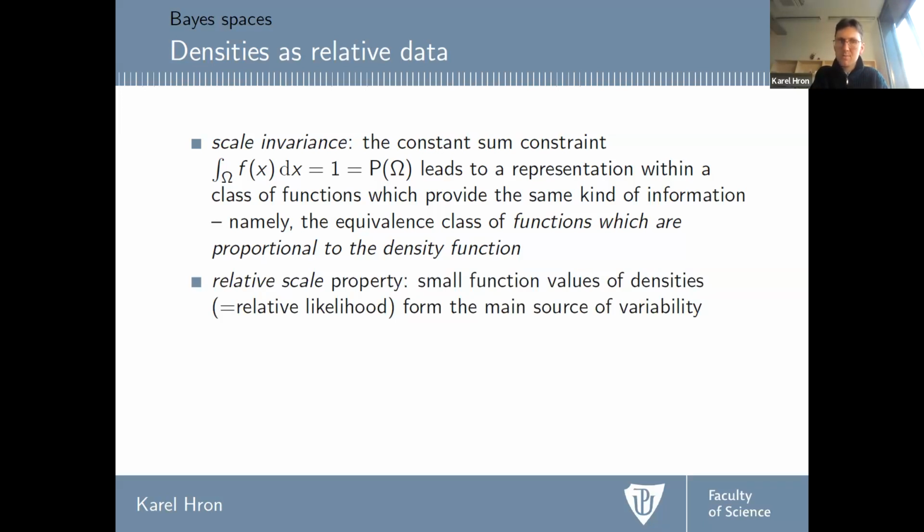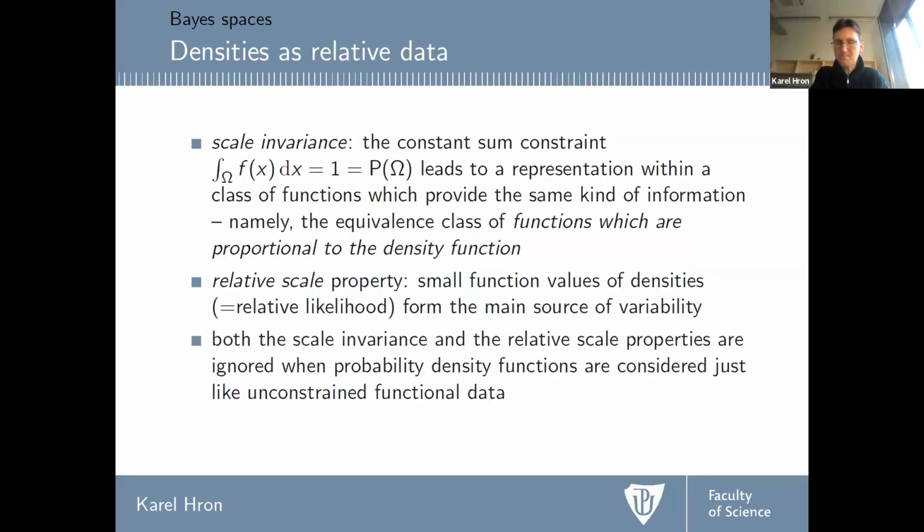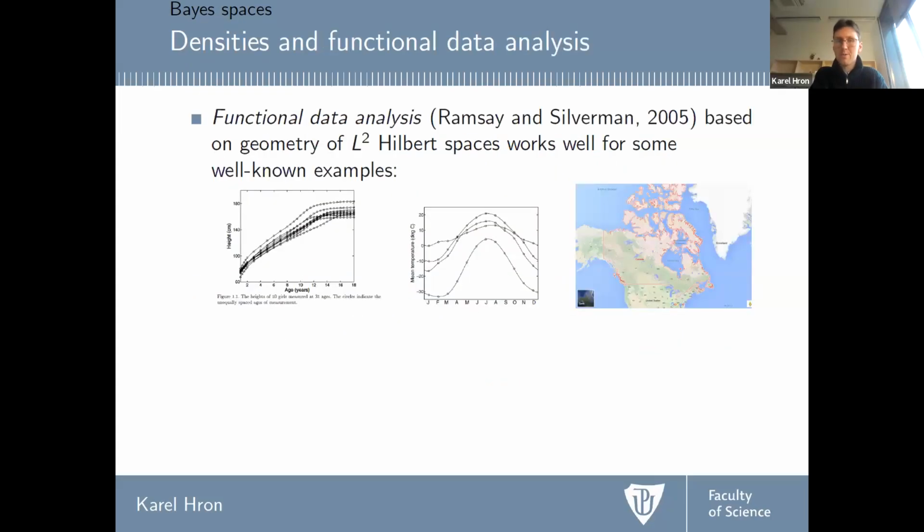Accordingly, because this is to some extent a consequence, we also have the relative scale property. So in fact, small function values of densities, or in other words relative likelihood, form here the main source of variability. And now we would like to take both these scale invariance and relative scale properties into account, also including this specific sample space, which is composed of these equivalence classes. However, this is not possible if we consider densities as the usual unconstrained real function data.